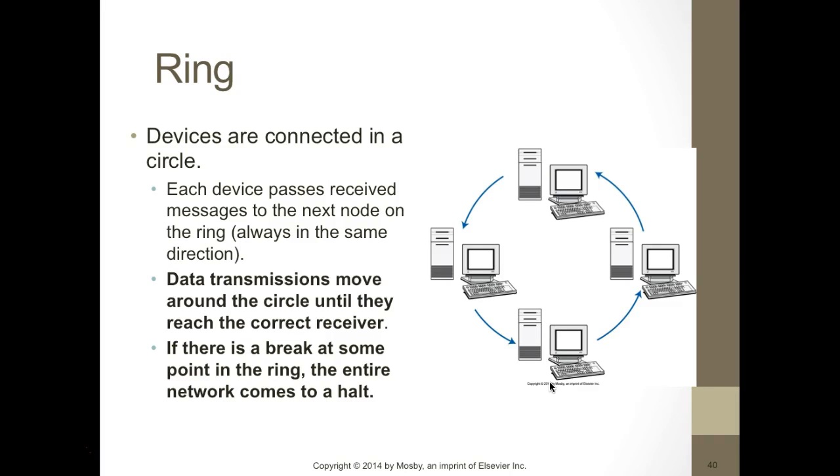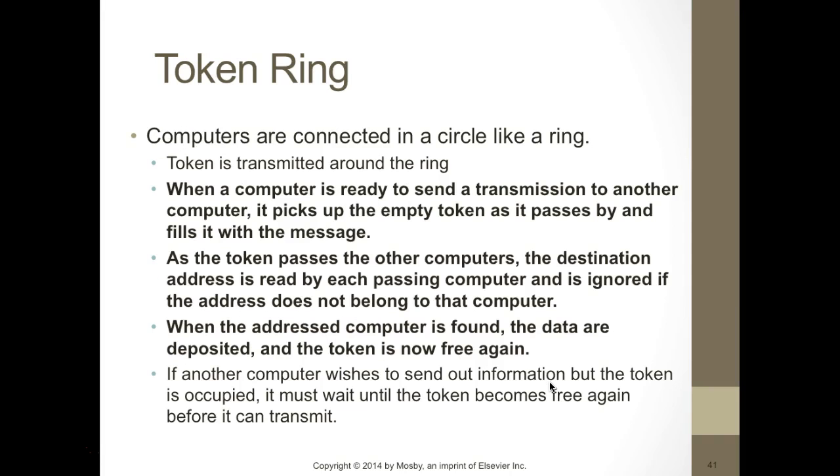So the ring: devices are connected in a circle. Each device passes received messages to the next node on the ring, always in the same direction. Data transmissions move around the circle until they reach the correct receiver. If there is a break at some point in the ring, the entire network stops.